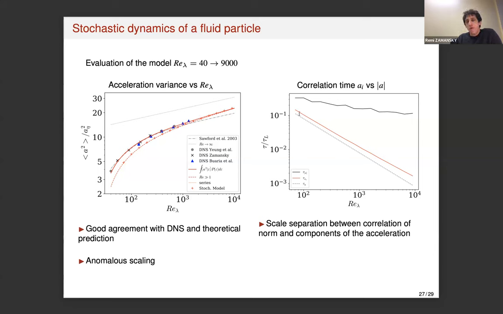Also interesting, if you look at the correlation time of the components of the acceleration in red, and the correlation time of the norm of the acceleration here in black, you can see that basically the correlation time for the norm of the acceleration remains constant, of the order of the integral time scale, whereas the time scale for the decorrelation of the components is of the order of the dissipative time scale. And so that model reproduces the scale separation between component and norm. And basically, this is due to the decomposition that we introduced in the diffusion tensor between the diagonal part and the off-diagonal part.